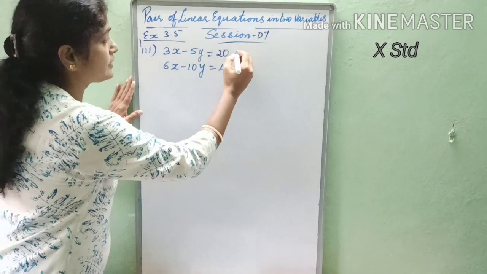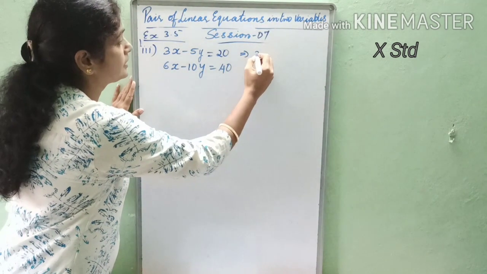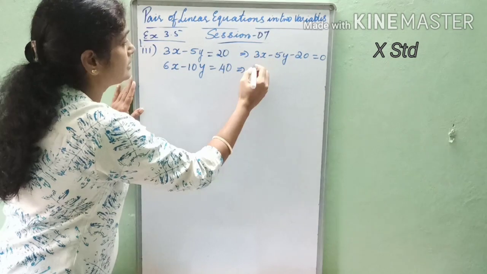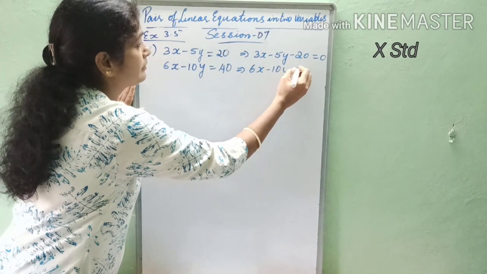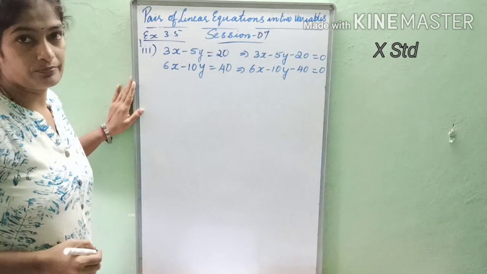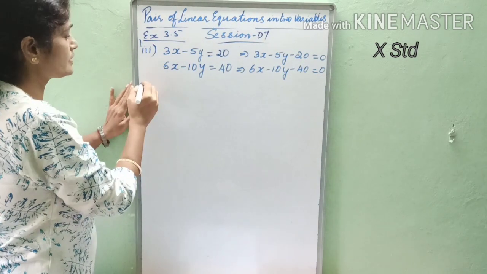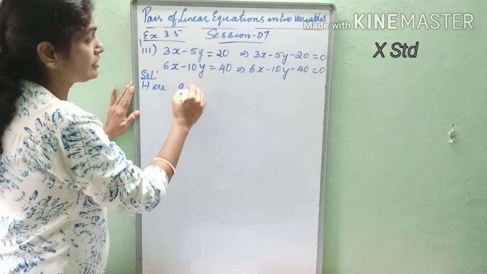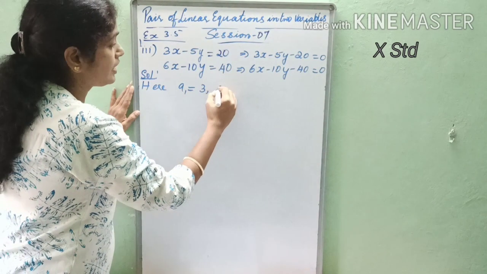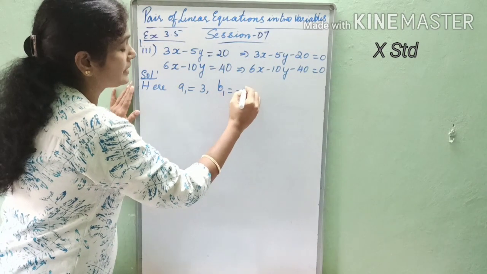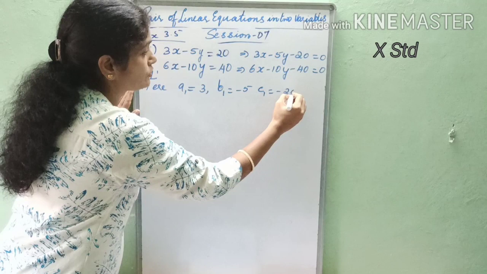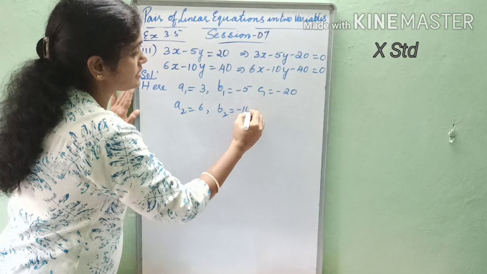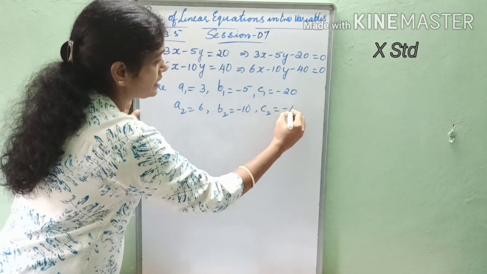Let's first try to put it in standard form. 3x minus 5y minus 20 equal to 0. Another, 6x minus 10y minus 40 equal to 0. Then after this, let's check the ratios. So A1 is 3, B1 is minus 5, C1 is minus 20, A2 is 6, B2 is minus 10 and C2 is minus 40.